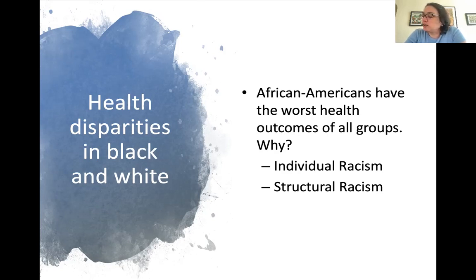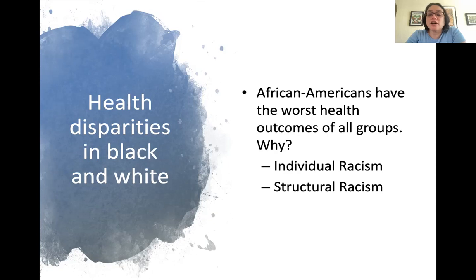Coping strategies include unhealthy responses as well, such as increased alcohol use, smoking, and overeating of fatty foods. Structural racism presents itself in some of the things we've talked about, where African Americans and Latinos are more likely to live in neighborhoods where they have less access to fresh produce, parks, jogging trails, and healthy foods, all of which are significant to battle illnesses like diabetes and cardiovascular health.